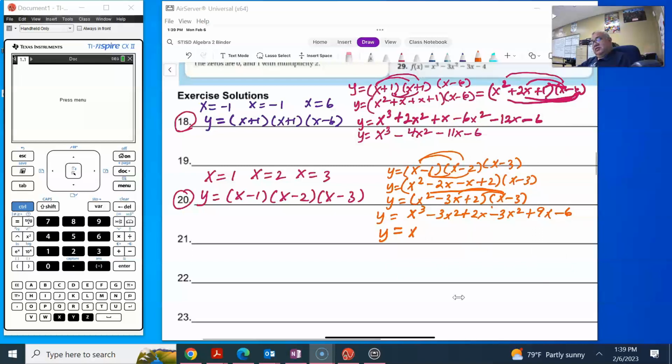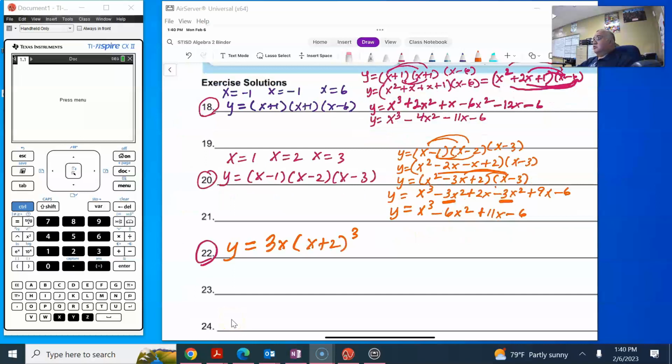So I know it's x cubed. So you have negative 3x squared, you have negative 3x squared, so it's negative 6x squared. You have 2x and 9x gives you 11x minus 6. So once again, it's a cubic polynomial.